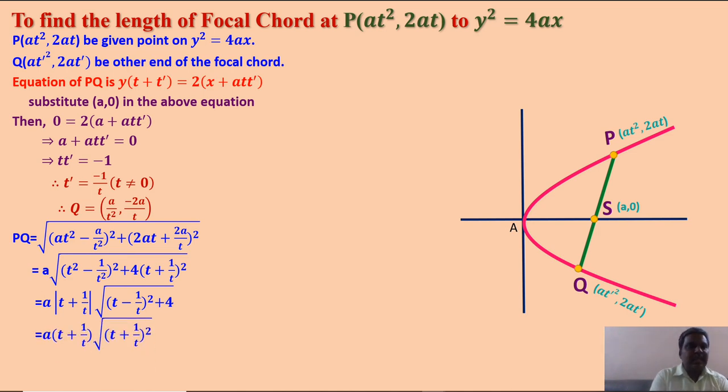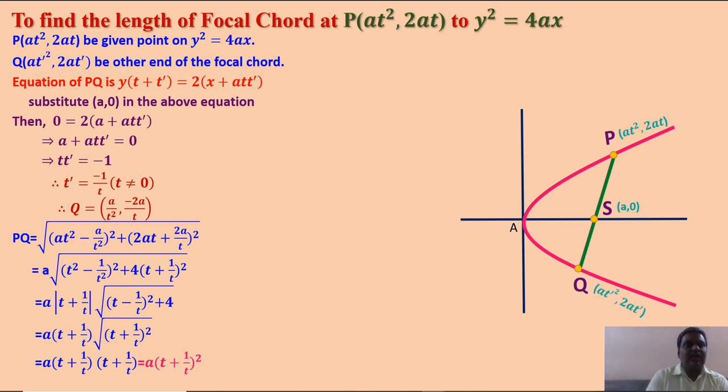A into t plus 1 by t into root of t plus 1 by t whole square. That is nothing but t plus 1 by t into t plus 1 by t into a. On simplifying, finally we get a into t plus 1 by t whole square. This is the length of the focal chord drawn at P(at², 2at) to the parabola y square is equal to 4ax. Once you know the value of t, you are in a position to write its length of the focal chord without finding the points of intersection of parabola and line and finding the distance.